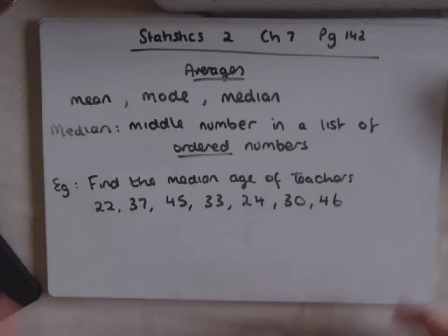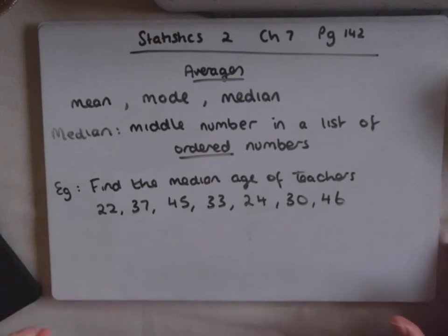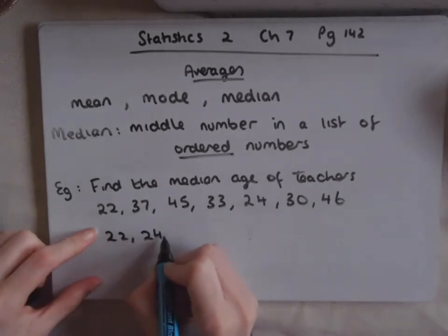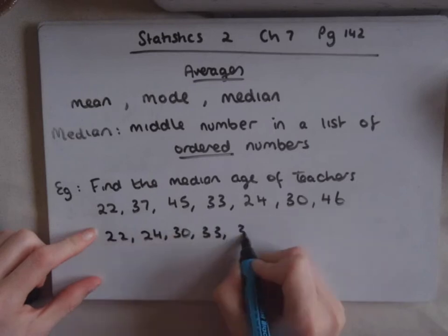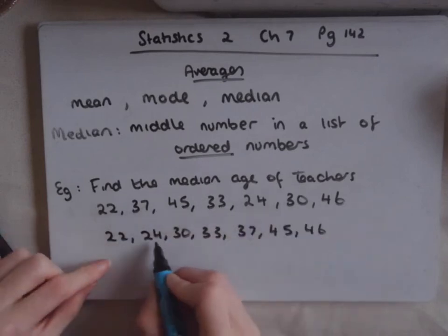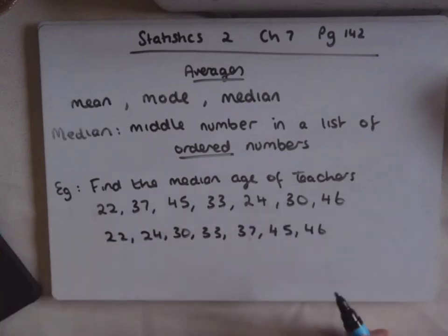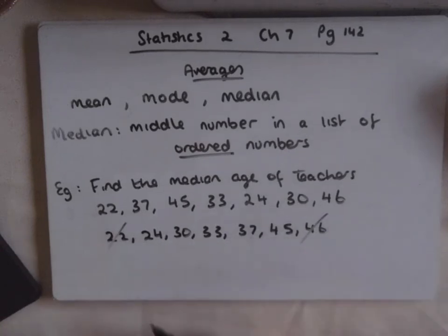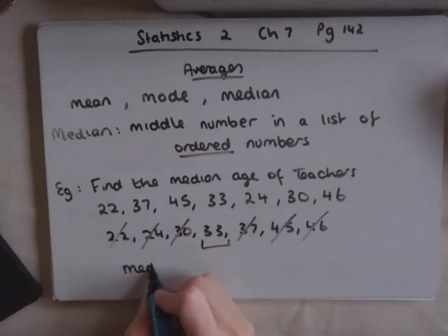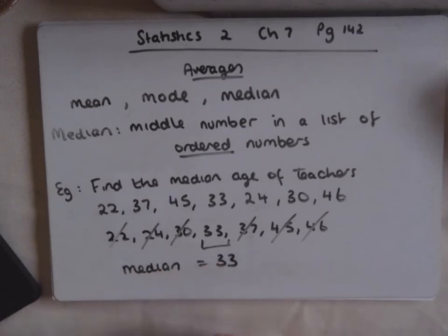Okay, same thing as mode, but in mode you can do it without putting it in order, but in median you cannot. You cannot just take the middle number. Okay, they have to be in order first. So 22, 24, 30, 33, 37, 45 and 46. 1, 2, 3, 4, 5, 6, 7. Okay, now to get the median, what you do is you cross off one from the beginning, one from the end. Okay, beginning, end, beginning, end, beginning, end, and I'm left with the middle. So my median here is 33. So the middle age of teachers is 33.